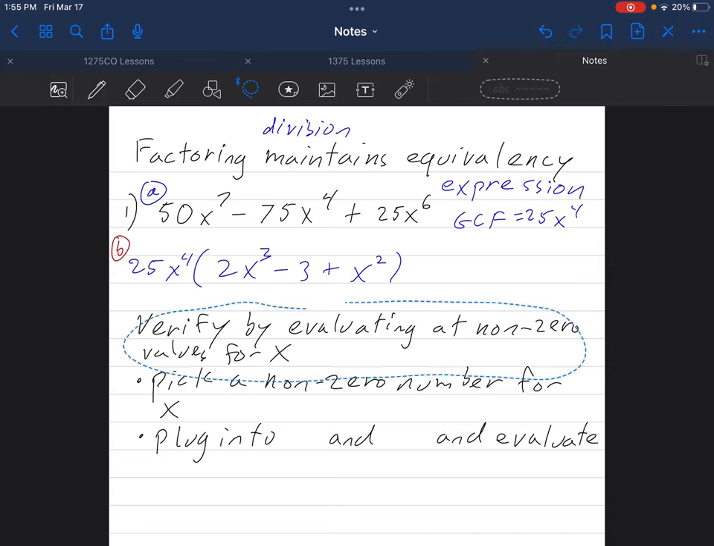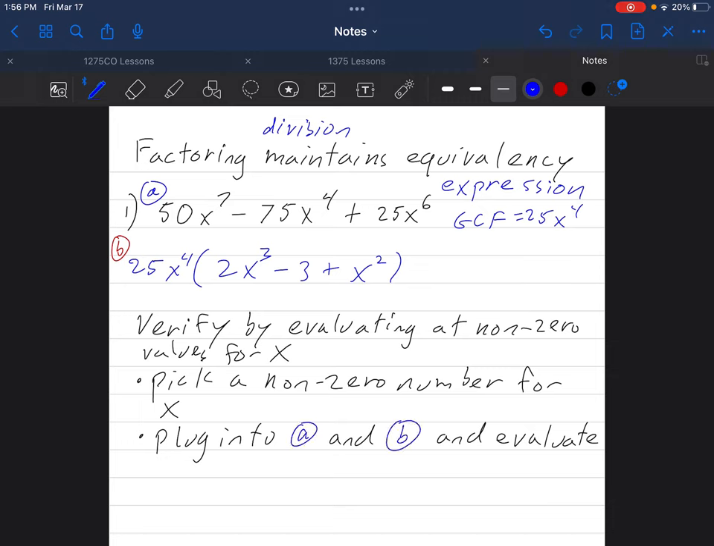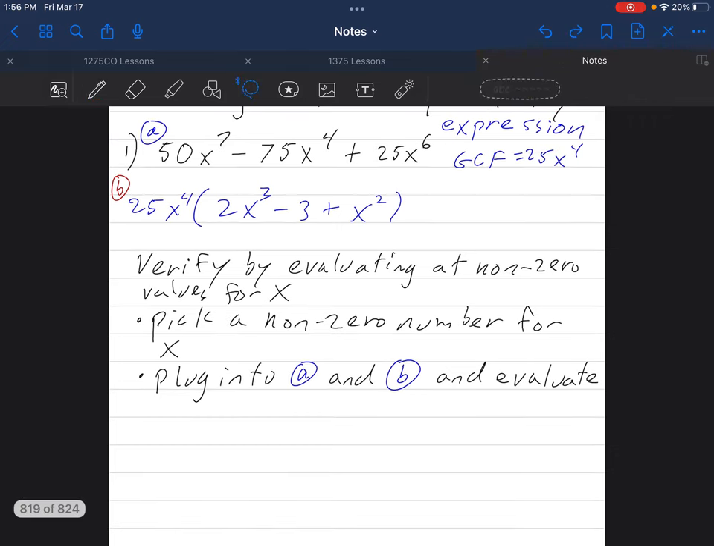So verify by evaluating at non-zero values for x. Right, we only need to pick one. So pick a number for x, anything you want to. It just can't be 0. And then we're going to plug this into equation A, and I'm sorry, I said equation, but I said that wrong. This is an expression. We will plug it into expression A and expression B, and then we'll see how they evaluate.